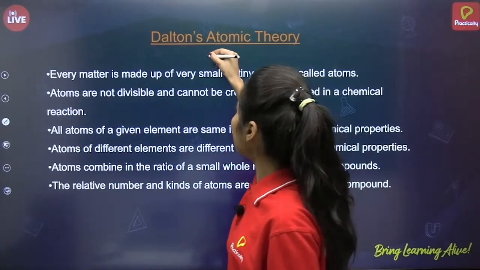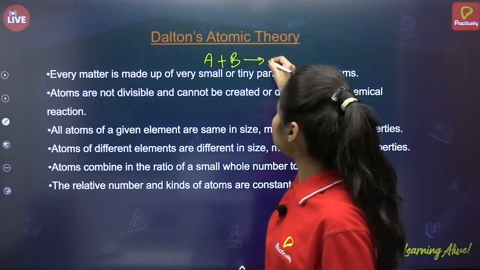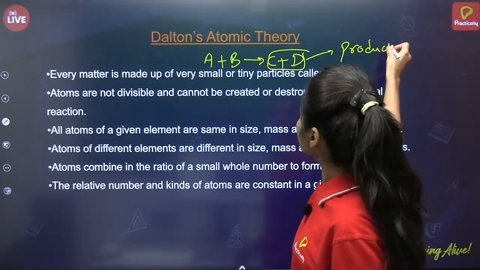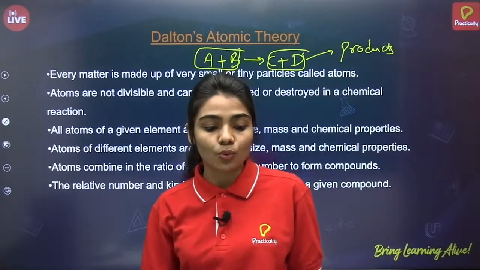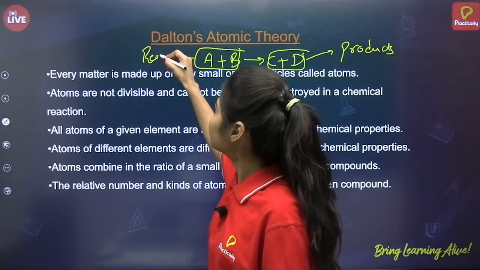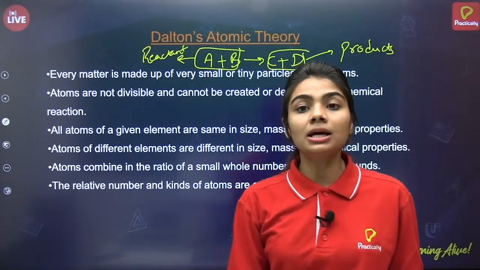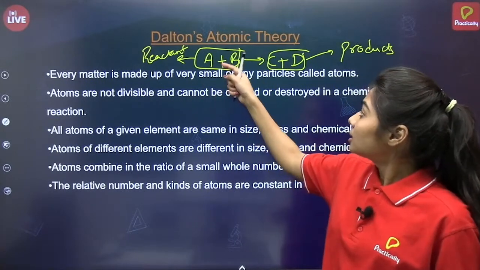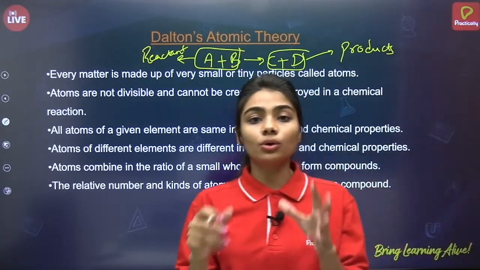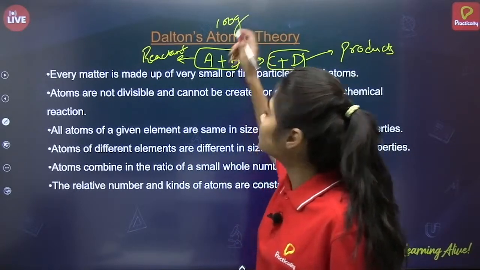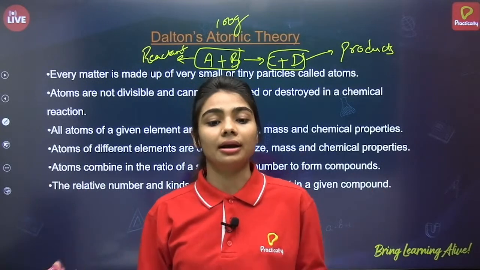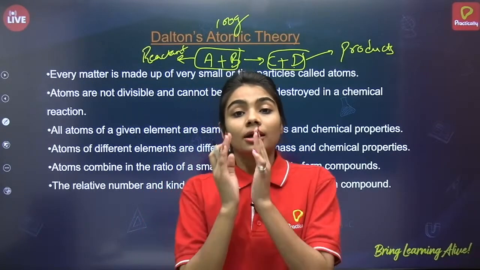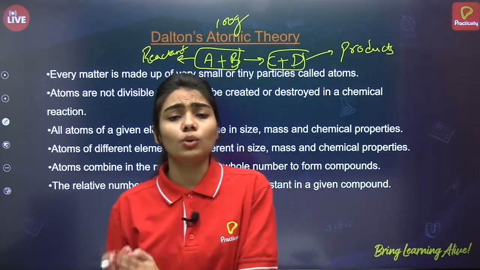reactant. Let's say we are having A plus B, which gives C plus D. Here, these are the products. If we are talking about A plus B, they are the reactants. So A plus B are the reactants, and C plus D, what are they? They are the products. So on the reactant and product sides, if the reactant is having 100 gram of mass, then the product side will always be equal to 100 gram. So this is the law of conservation of mass, that in a particular chemical reaction, the mass of the reactant is always equal to the mass of the product.